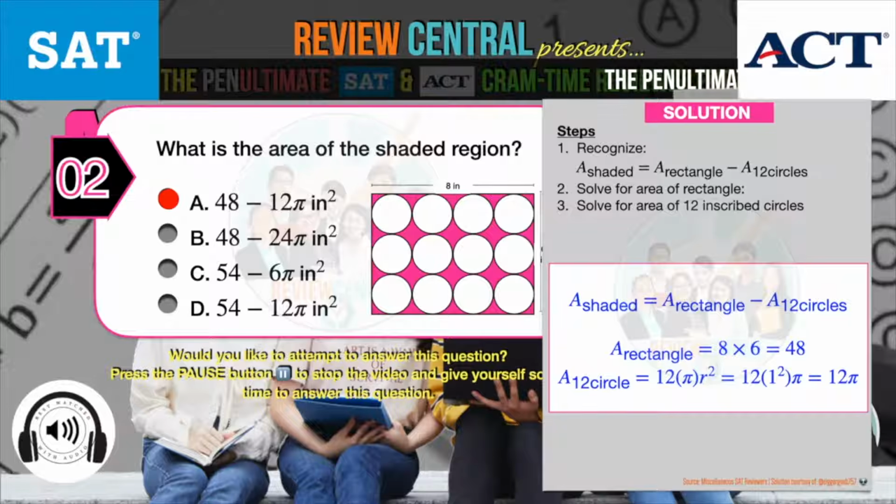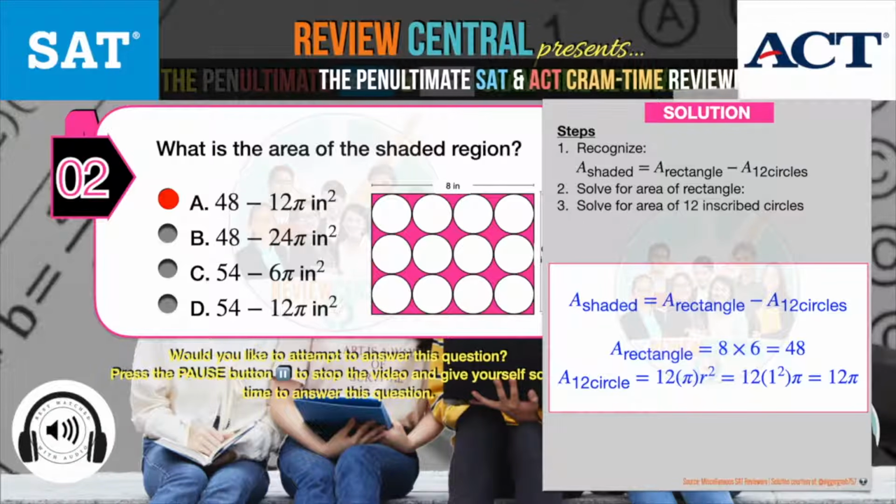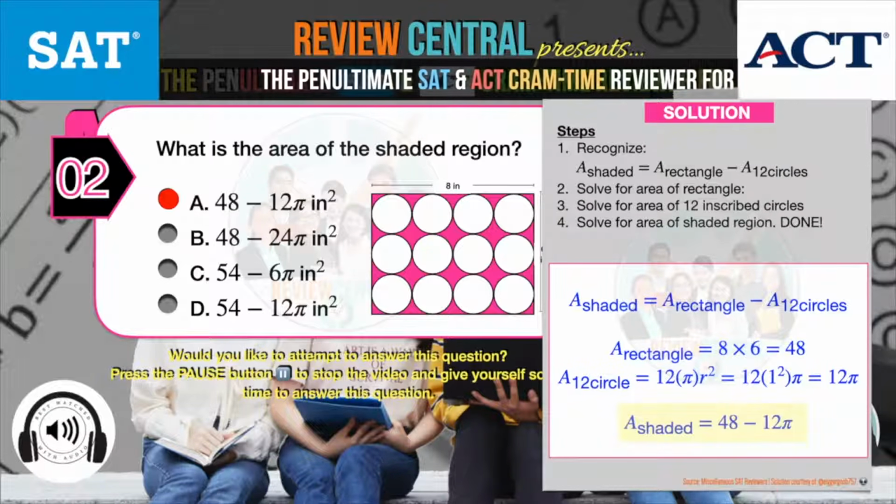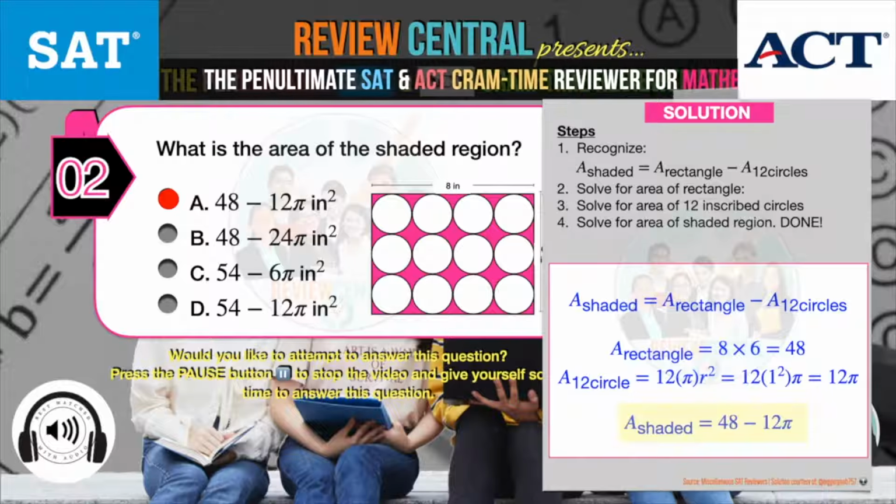Now we can compute for the total area of the 12 inscribed circles as 12 times the area of each circle, or 12 times the square of the radius times pi, or 12 times 1 squared times pi, or simply 12 pi. And the area of the shaded region should be 48 minus 12 pi. Done.